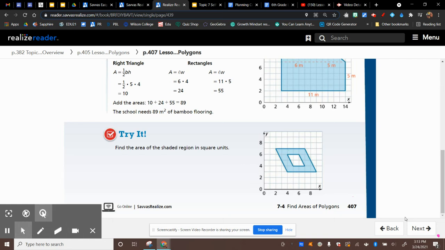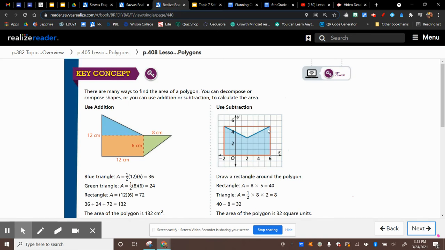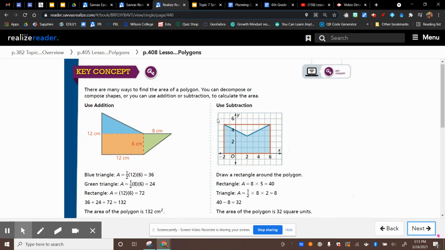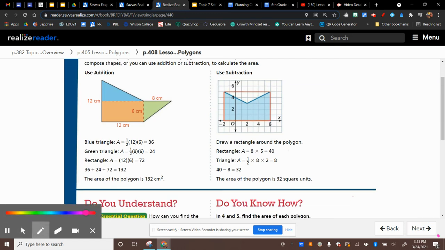Okay, I want you to turn the page. I always like to take a look at the key concept. It goes through information that could be useful later on in topic 7 to refer back to. There are many ways to find the area of a polygon. You can decompose or compose shapes, or you can use addition or subtraction to calculate the area. So that statement right there is kind of the synopsis of what we looked at just now.